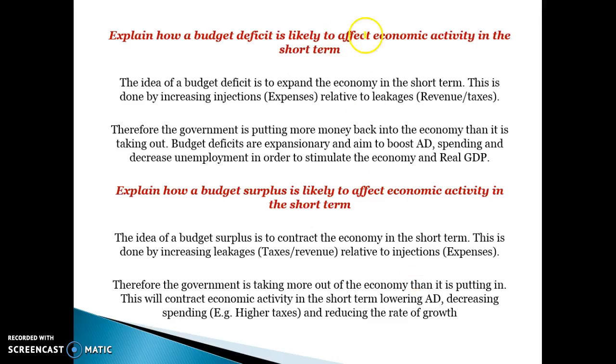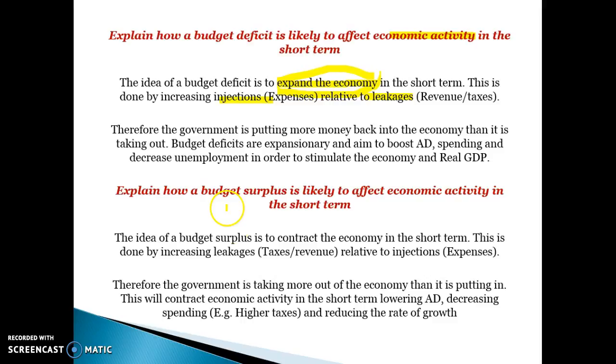Explain how a budget deficit is likely to affect economic activity in the short term. A budget deficit is intended to expand the economy. Don't always remember that. A budget deficit is generally considered to expand the economy because it's increasing injections relative to leakages. The government is putting more back into the economy than it is taking out, and it's aiming to boost aggregate demand, boost spending, and reduce unemployment.